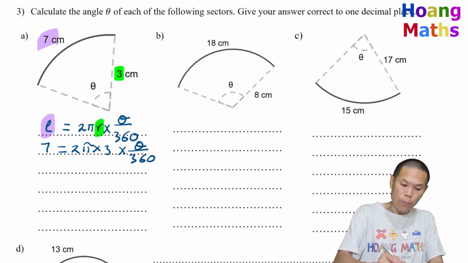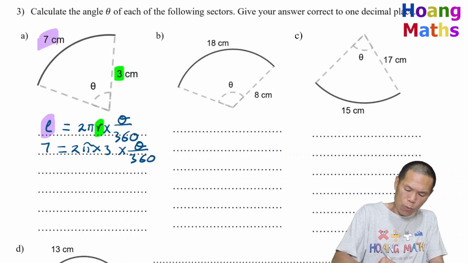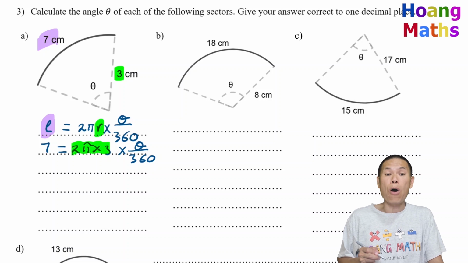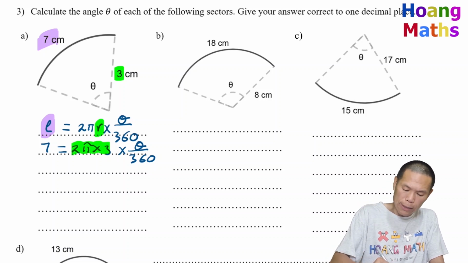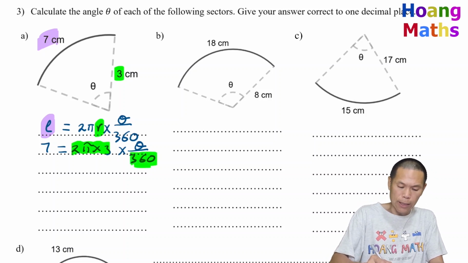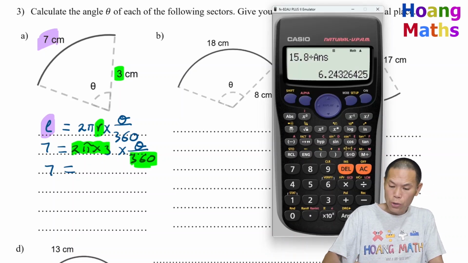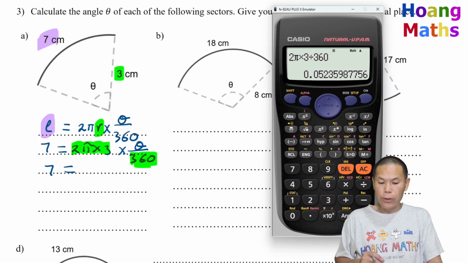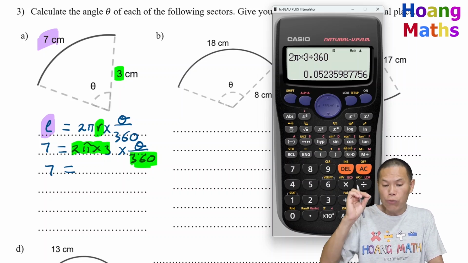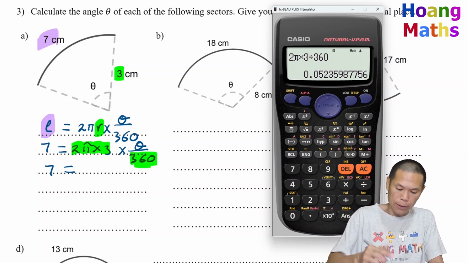So what I do, I just use the calculator, work this out first. So 2 pi times 3, then we divide it by 360. Okay, so let me just write 7 down here first, equal. So I just go 2 pi times 3, we divide by 360 degrees. So there you go. Let me just write down 0.05 first, okay?